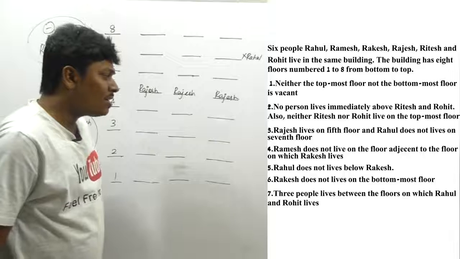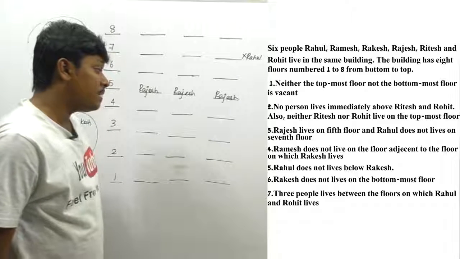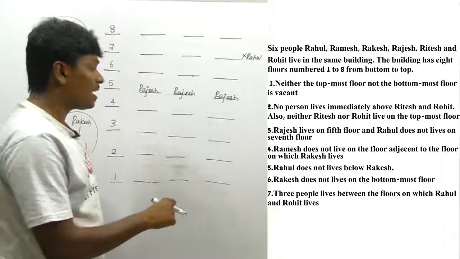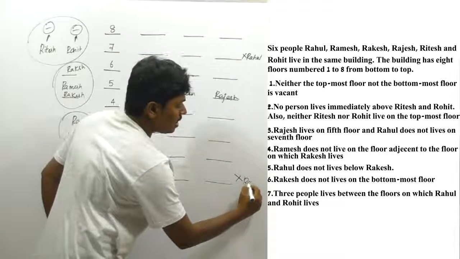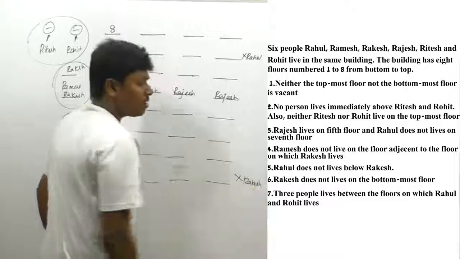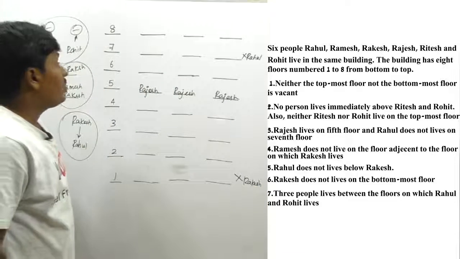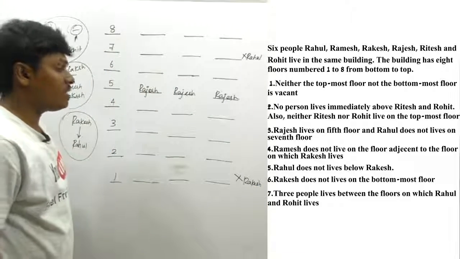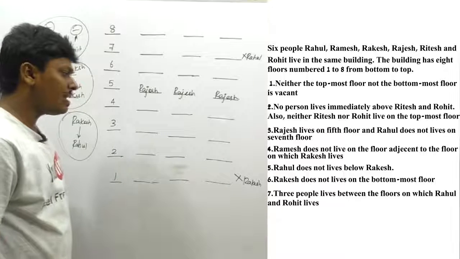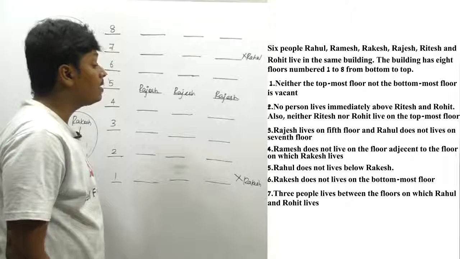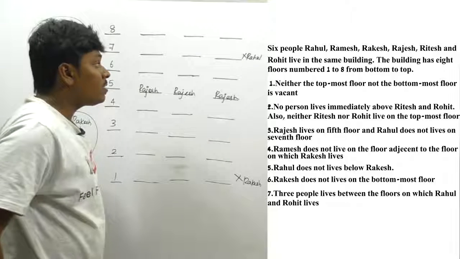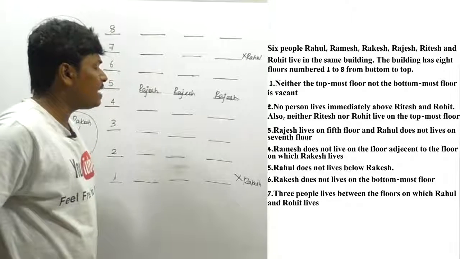Rakesh does not live on the topmost floor. Rakesh does not live on the bottommost floor either. So Rakesh should not live on the bottommost floor, and we know that Rahul is not living on the 7th floor. Okay, let me move on to the last point. 3 people live between the floors on which Rahul and Rohit live. Between Rahul and Rohit there should be a gap of 3 people, right?